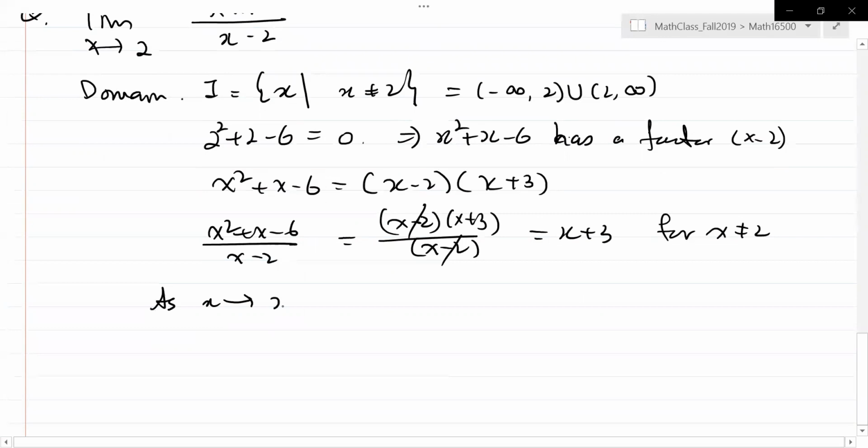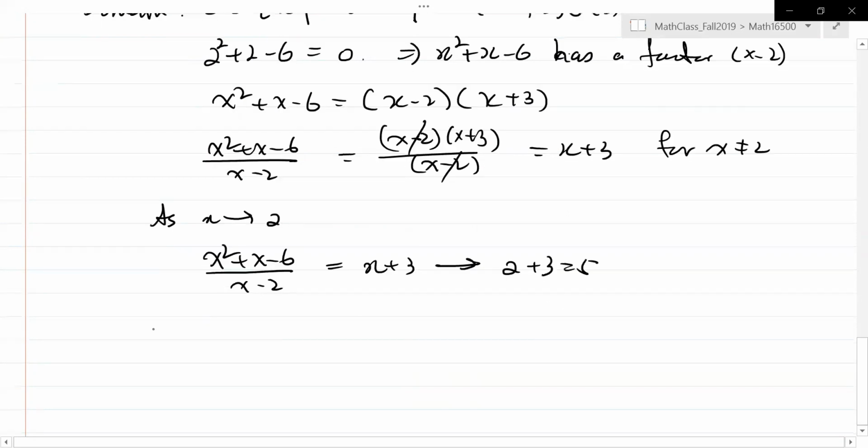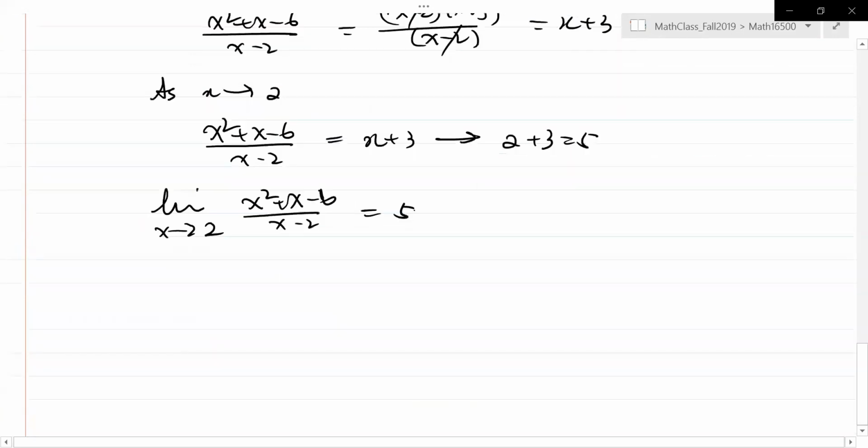Okay? As x approaches 2, x squared plus x minus 6 over x minus 2, which is equal to x plus 3, right? Approaches 2 plus 3, and that is 5. Therefore, the limit is going to be 5. Okay, next problem.